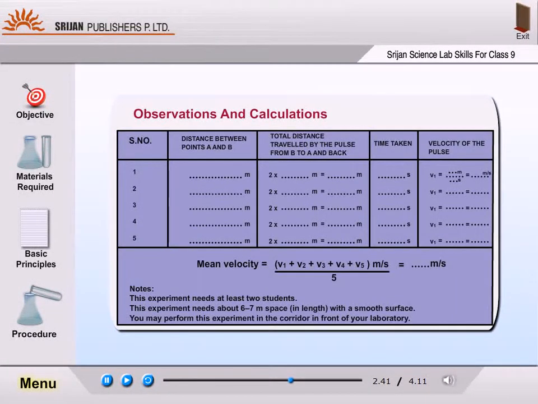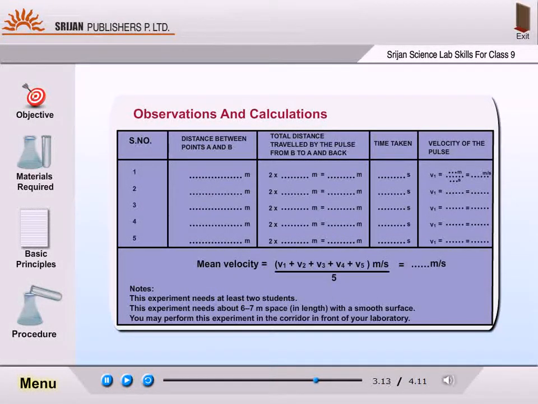Observations and calculations. Distance between points A and B. Total distance traveled by the pulse from B to A and back. Time taken. Velocity of the pulse. Mean velocity is equal to meter per second.